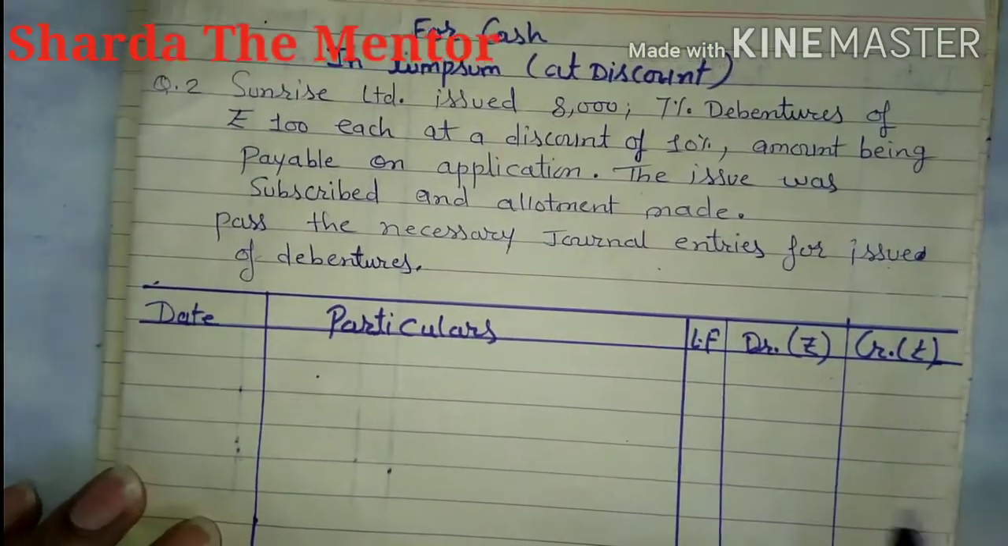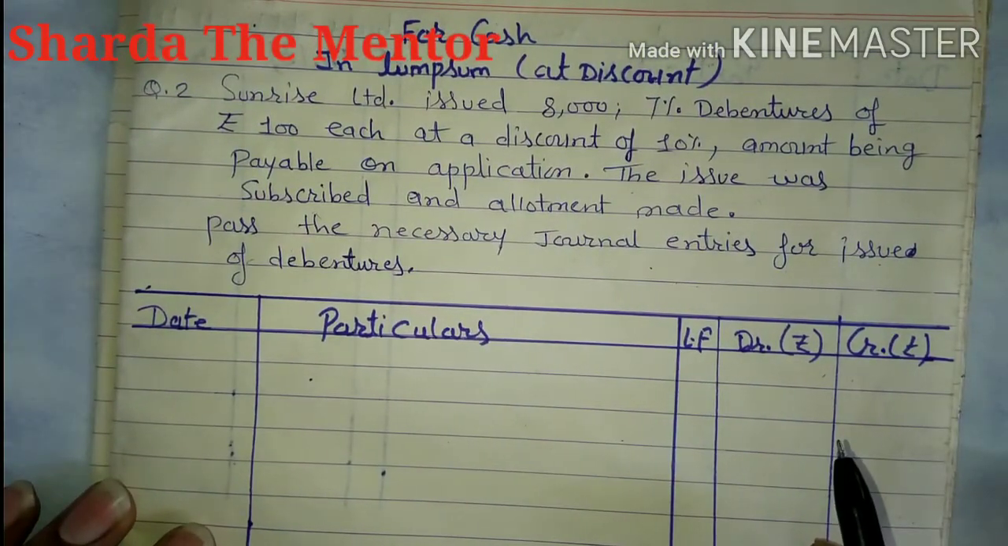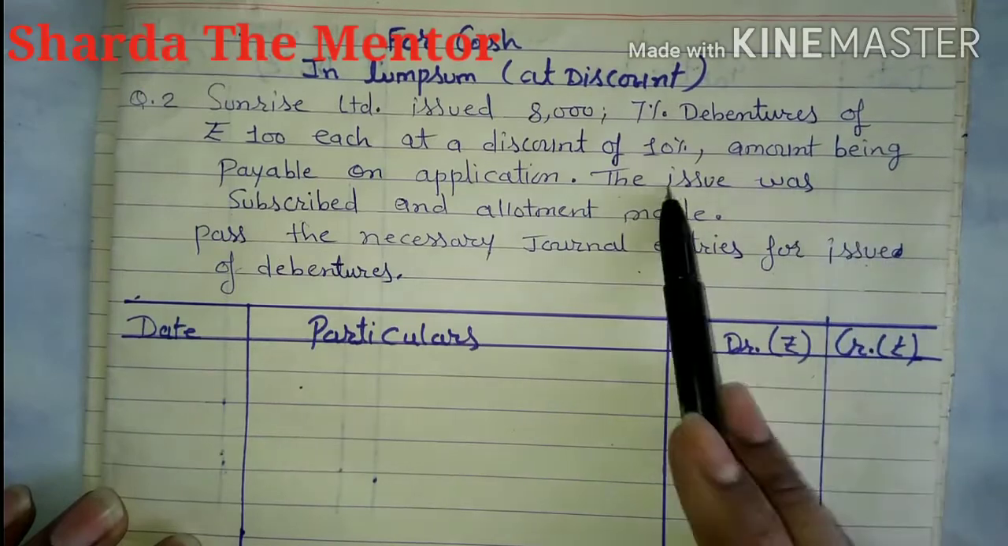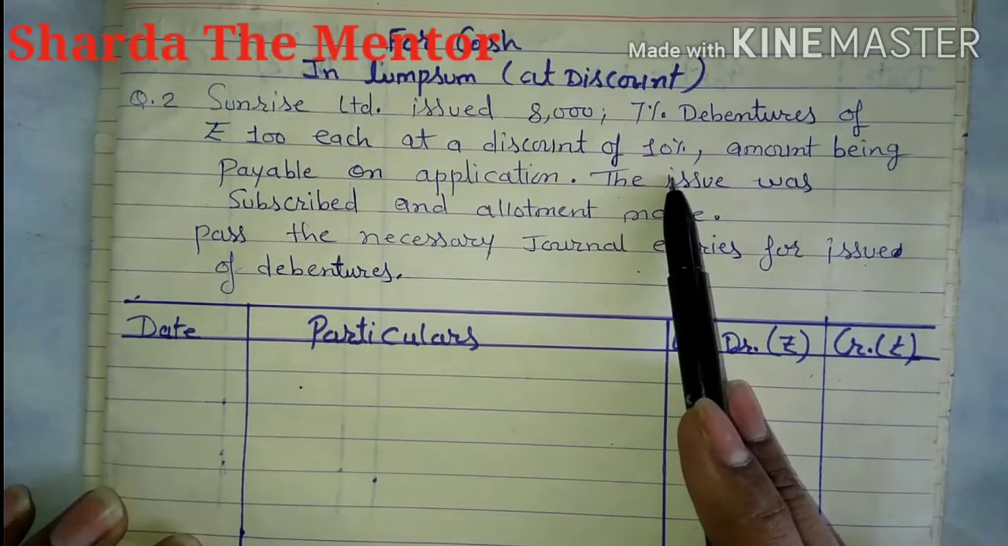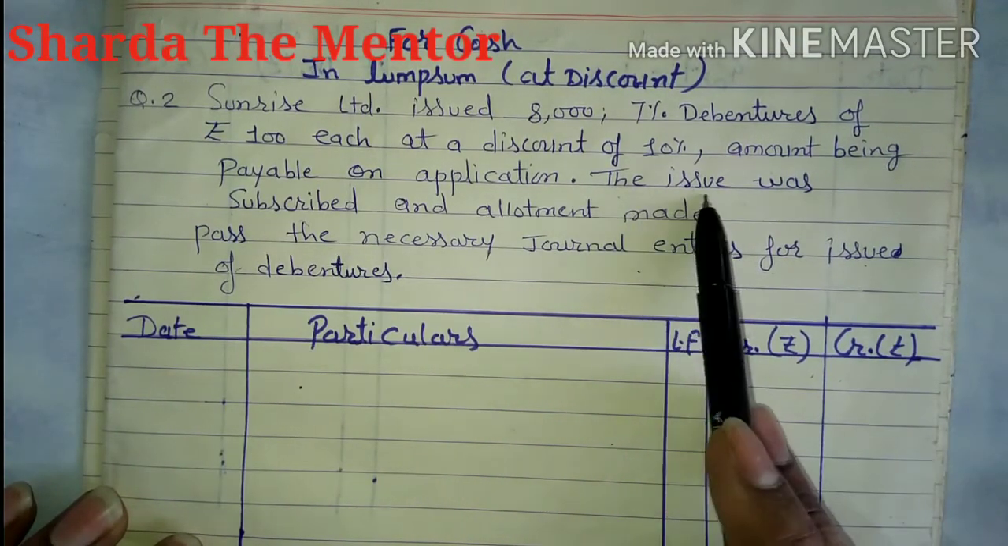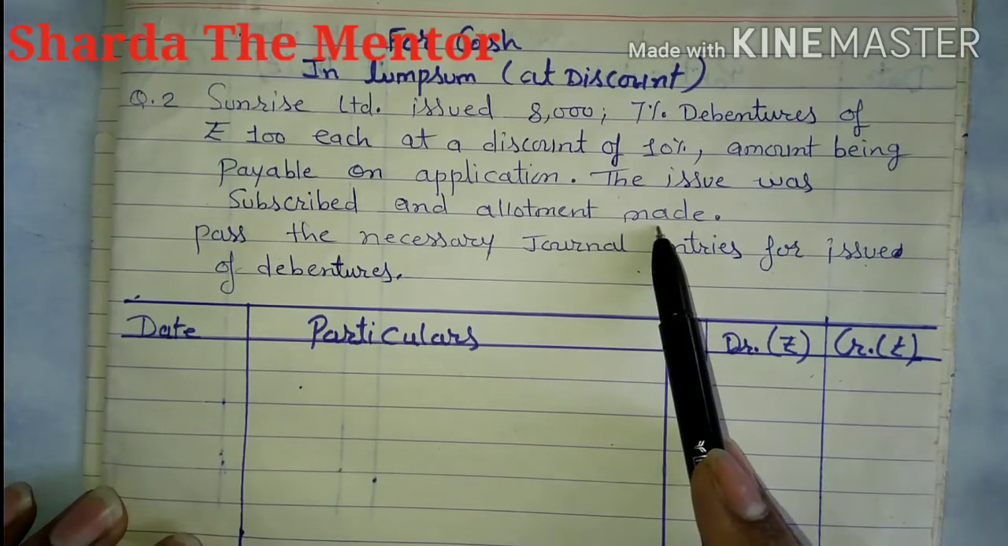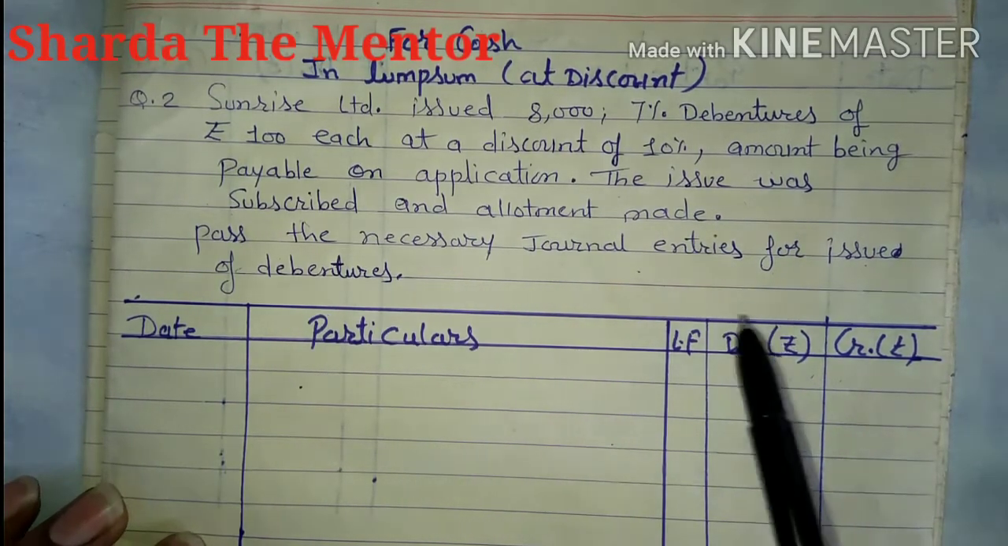So here is the question: Sunrise Limited issued 8,000 7% debentures of 100 each at a discount of 10%, the amount being payable on application. The issue was subscribed and allotment made.